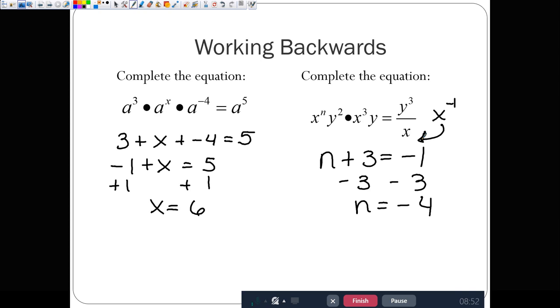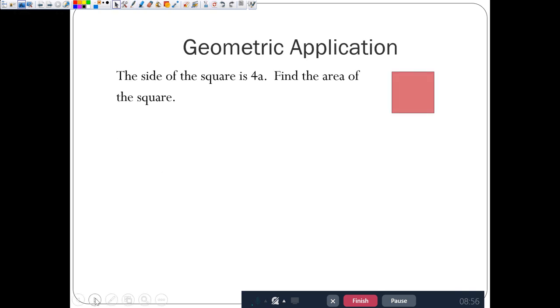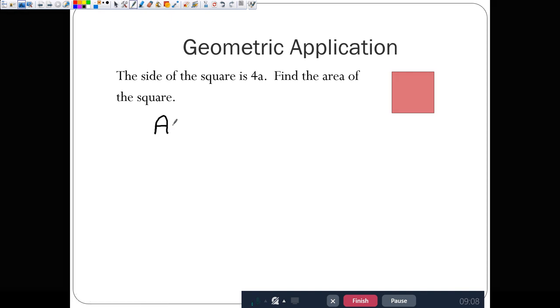So that's the product rule. Here's another application of this. So the side of a square is 4a. Find the area of the square. So the area of a square, that formula is area equals side squared, or area equals side times side, however you want to do it.